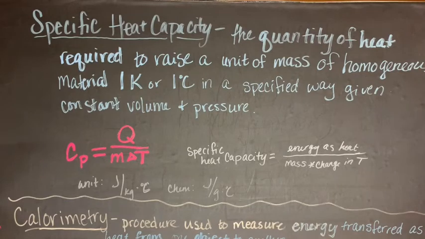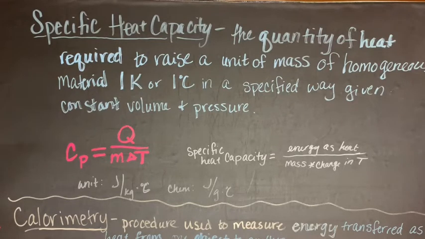It's the quantity of heat required to raise a unit of mass of homogeneous material 1 Kelvin or 1 degree Celsius in a specified way given constant volume and pressure. The specific heat capacity is different depending on your object. So water always has a very well-known specific heat capacity. Gold has a well-known specific heat capacity. Aluminum, silver, copper. I've given you a table of those values, and depending on your material, it's going to have a set specific heat capacity.